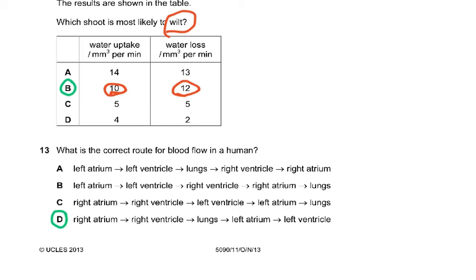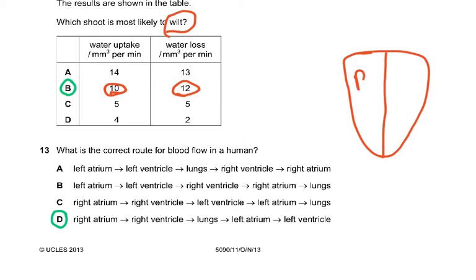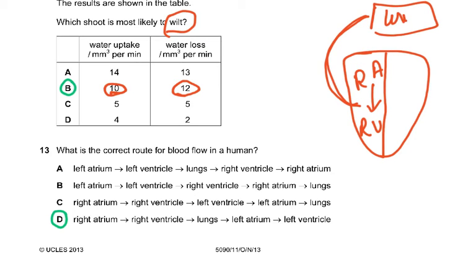Question 13. What is the correct route for blood flow in a human? Right atrium to right ventricle, then the lungs, and then the left atrium and the left ventricle. Now, of course, if you are struggling with this, then you need to revise this chapter. You see, right atrium, then blood is going to go into the right ventricle, then it's going to go out to the lungs. So this is just asking if you know double circulation, and then it's going to return by the pulmonary vein to the left atrium, and then it's going to enter the left ventricle. So, I mean, it was very simple. Either you knew it or you didn't know it. If you didn't know it, well, mega chunga.